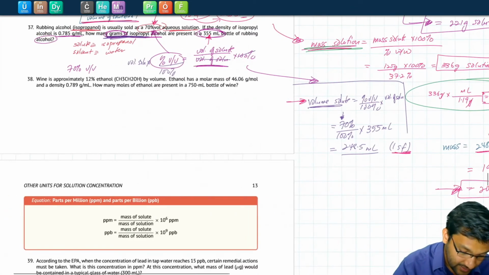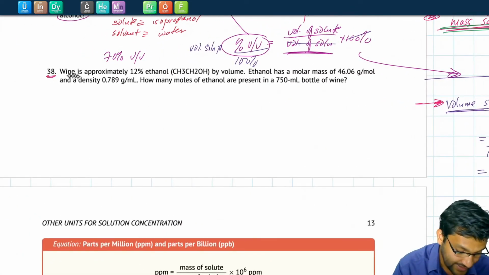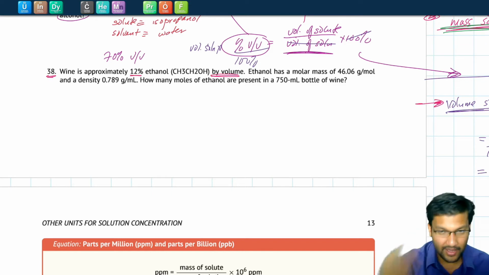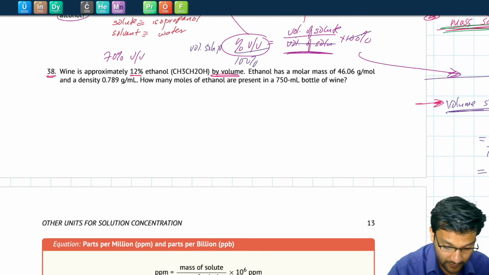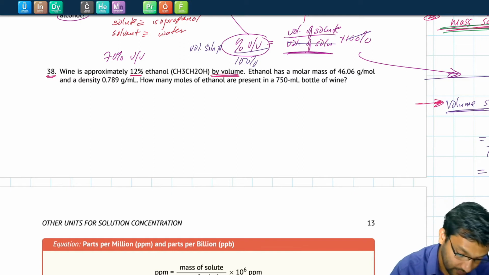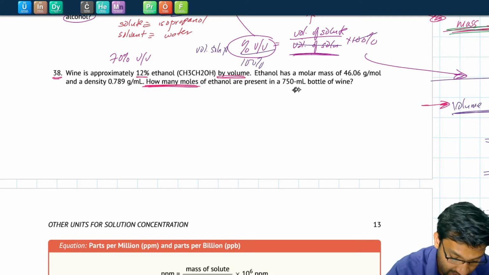Okay, let's look at number 38. Number 38 is looking at a wine solution that is 12% ethanol by volume. Wine, like many other things, is an aqueous solution where the solvent is also water. It gives us the molar mass of ethanol, the density of ethanol, and it's asking us for the number of moles of ethanol. And it tells us we have a 750 ml bottle of wine.